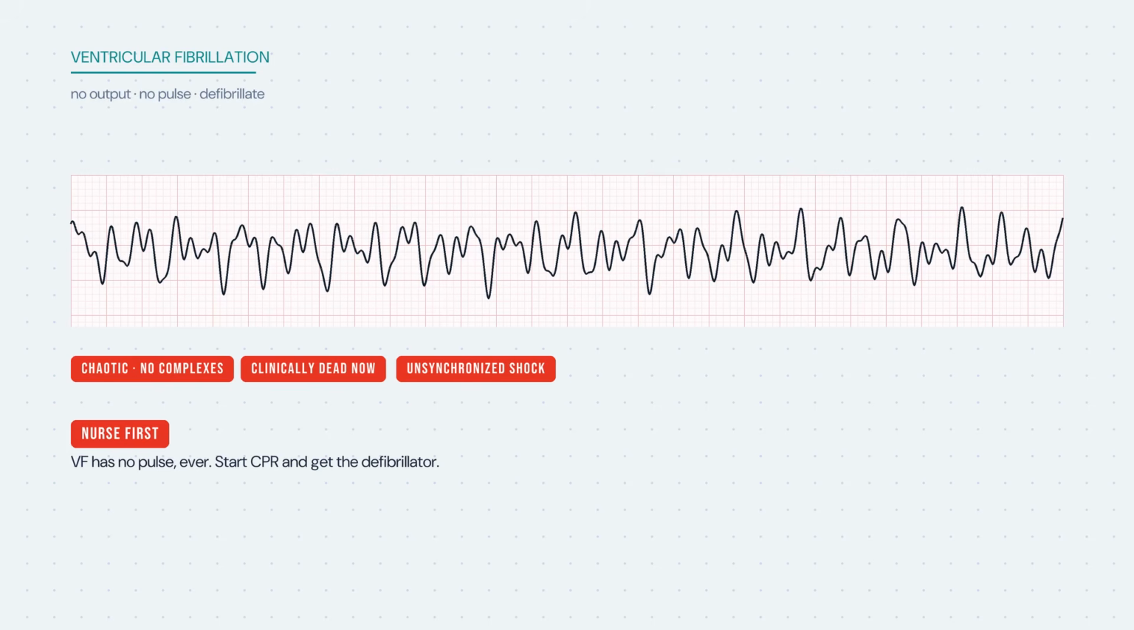High-quality CPR between shocks, epinephrine, and defibrillate. Every minute without defibrillation drops survival substantially. This is the rhythm where speed is the entire intervention.